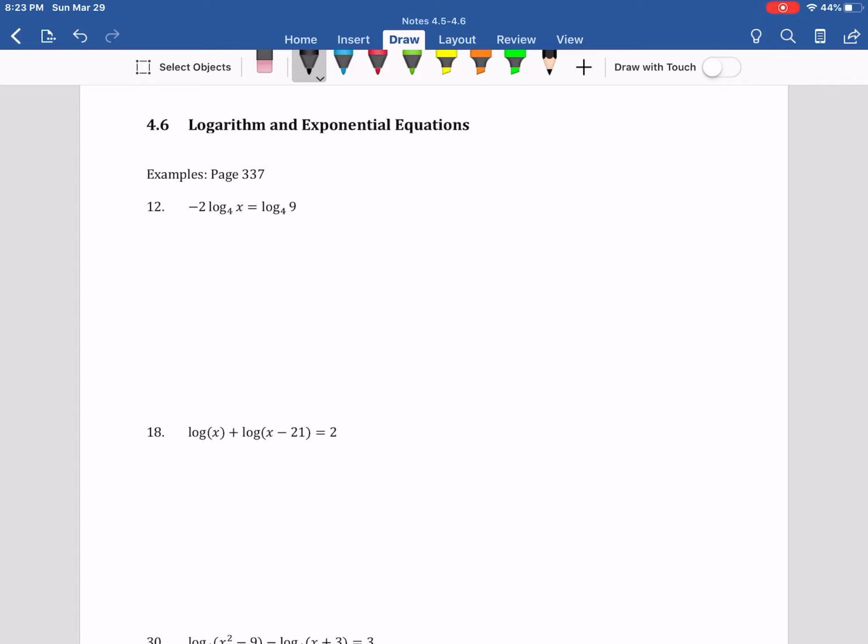In section 4.6, we're solving logarithmic and exponential equations using the properties of logs and exponents that we've learned throughout this chapter. There's one more thing I want to point out before I can continue with these examples, and that is the domain of log functions.